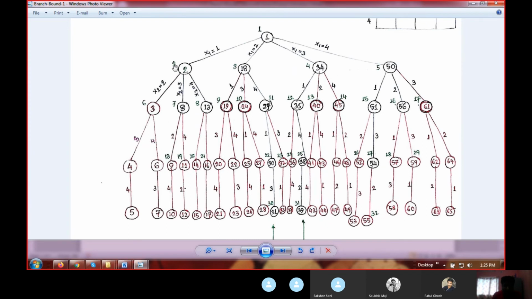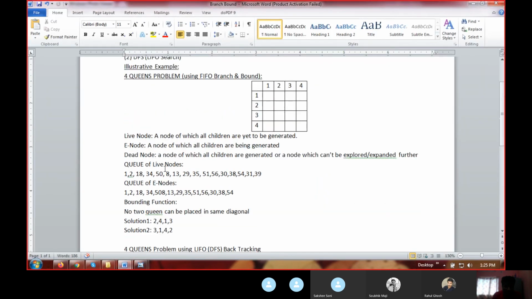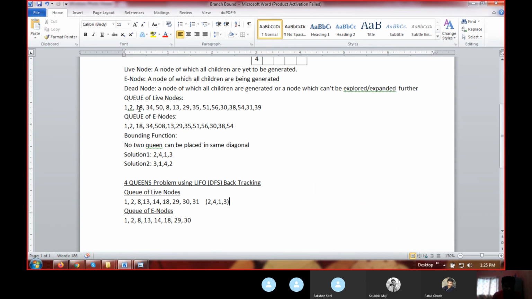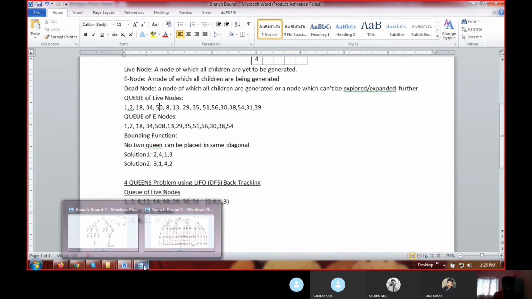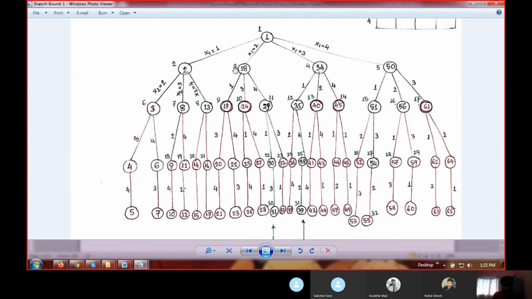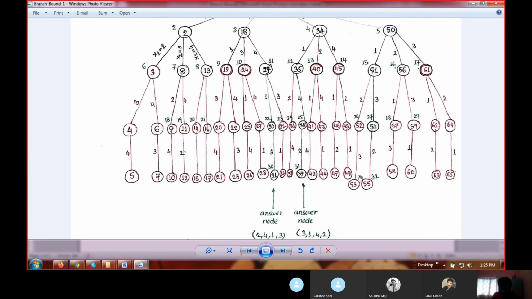What are these things? They are the order of generation of the nodes, meaning the order of the live nodes. In the earlier case the live nodes are 1 to 18, 34, 50. So the live nodes are given some order or index. So 1 2 3 4 5 are green colored, then 6 7 8 9 10 11 12 13 14 and so on. Ultimately you see the last green colored index is 32, meaning this one, 55.